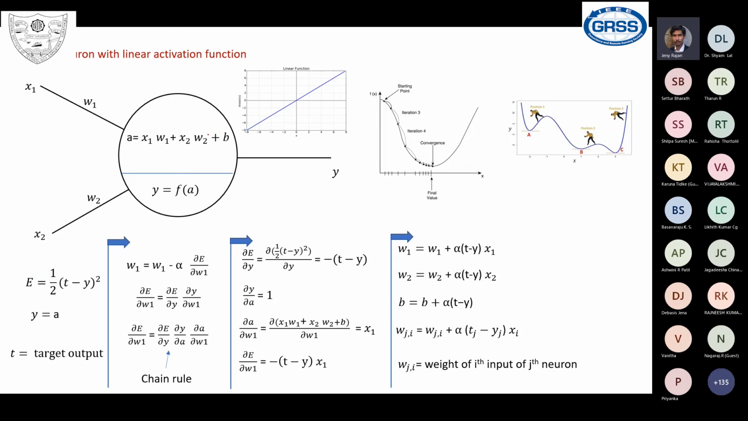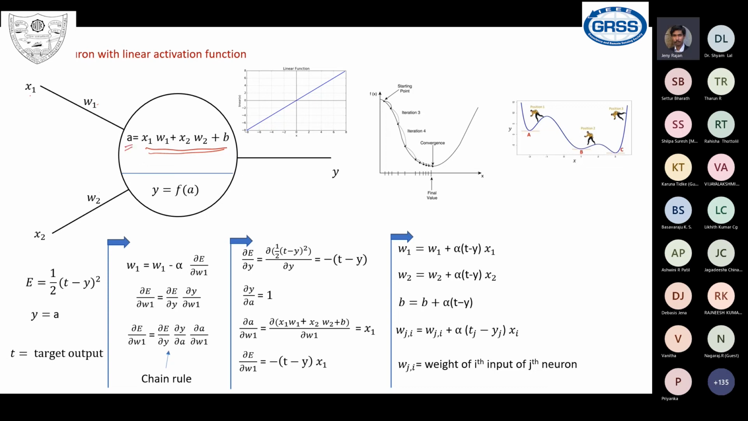This is the neuron that we are going to consider. It is again a very simple neuron that takes only two inputs. X1 and X2 are the inputs. W1 and W2 are the weights associated with the inputs: W1 is the weight associated with X1, and W2 is the weight associated with X2. And this is what is happening inside the neuron, right? First, we will compute the weighted sum. This is how we compute the weighted sum: X1 W1 plus X2 W2 plus B.